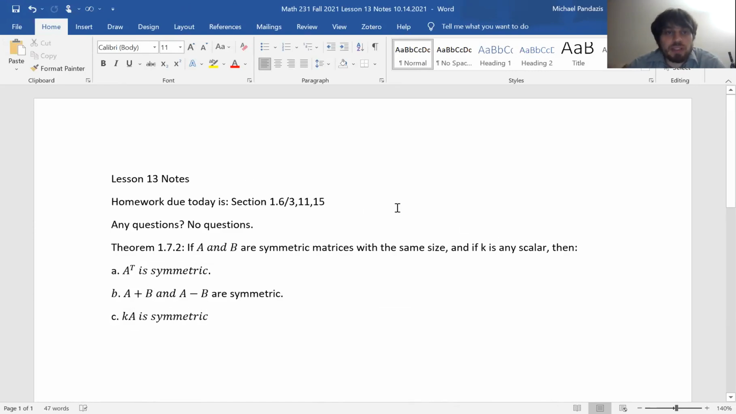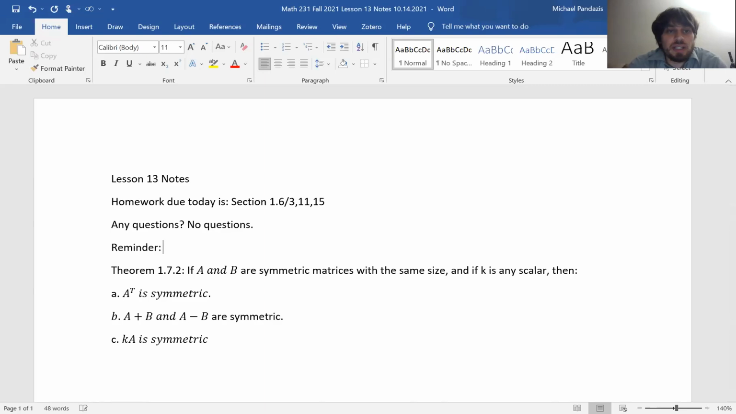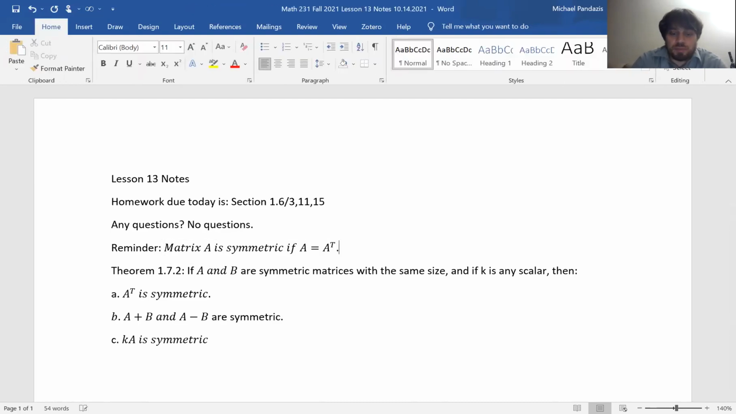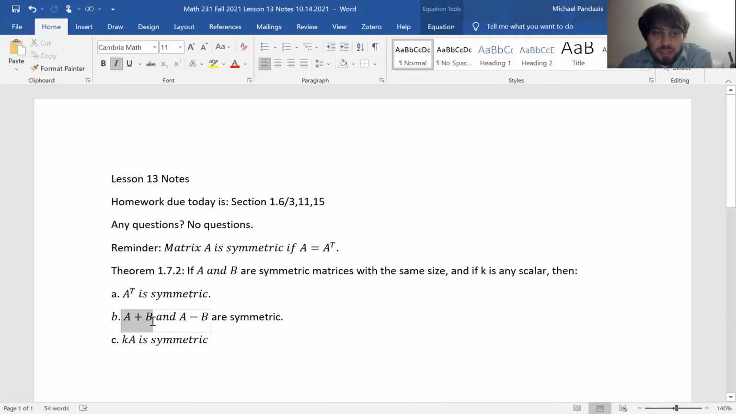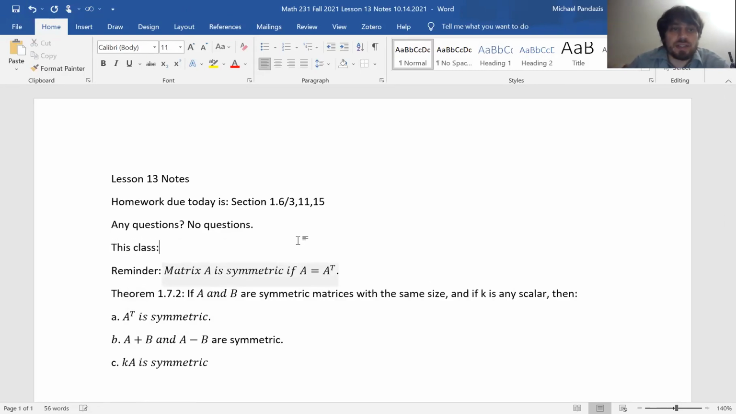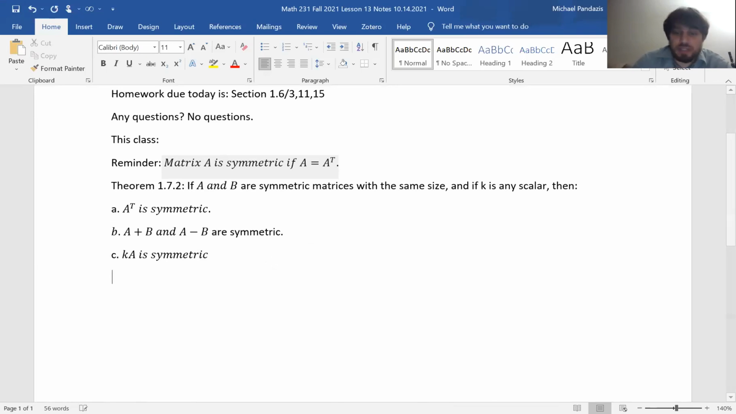Okay, so a reminder from last class: a symmetric matrix is one which equals its transpose. So a matrix capital A is symmetric if it's equal to its own transpose. And so we're saying that if A and B are symmetric matrices with the same size and k is any scalar, then A transpose is symmetric, A plus B is symmetric, A minus B is symmetric, and kA is symmetric. Okay, so that's that theorem.